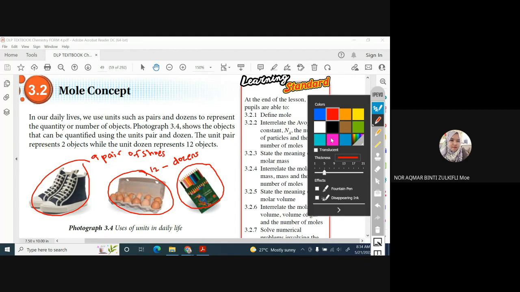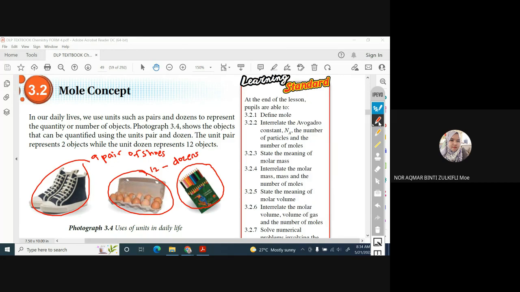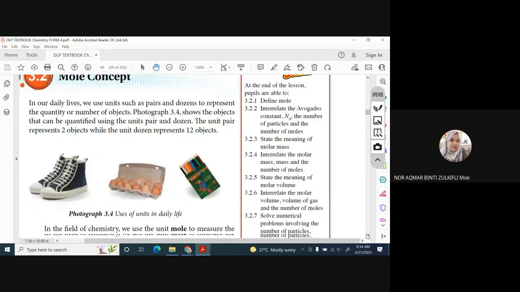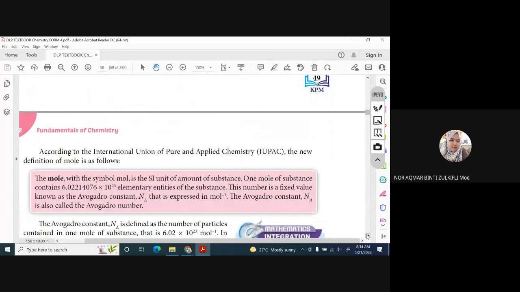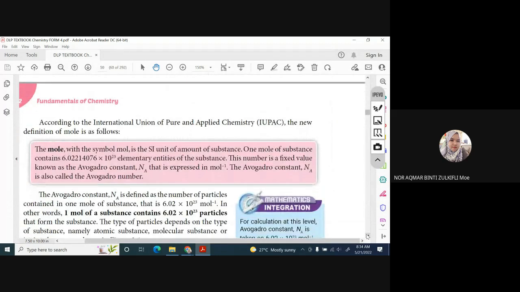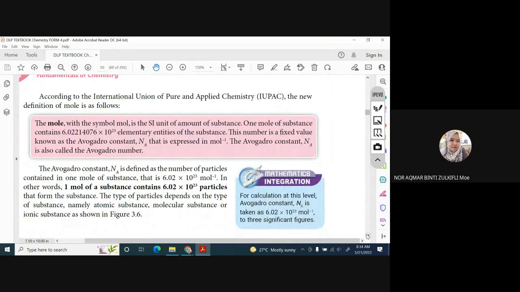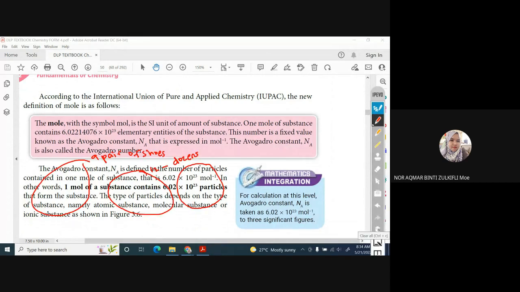So it's the same for atoms, molecules and ions. They have a counting unit to represent a group of them. So we call it a mole. Let's look into the example. This is just a concept, don't worry, don't confuse. This one is just the meaning. What is meant by the mole?